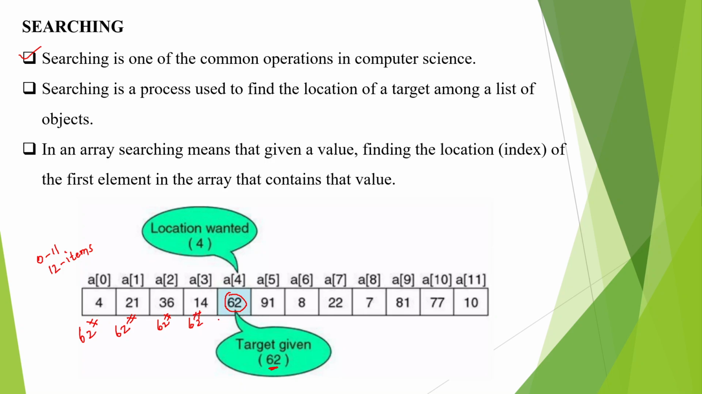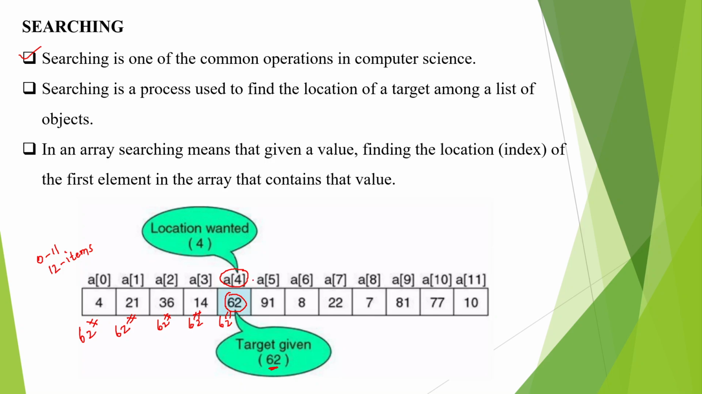Then it will come to A of 4. 62 will be compared with A of 4. As it is equal, what will it do? Whenever a perfect match is found in your searching process, immediately the respective index will be returned. So now we can say that 62 is available at index 4. We return this index as our output.